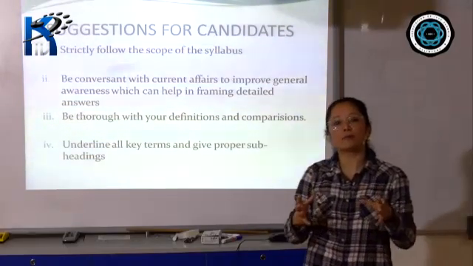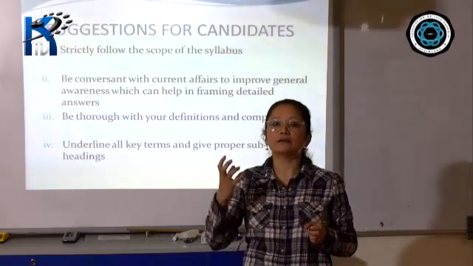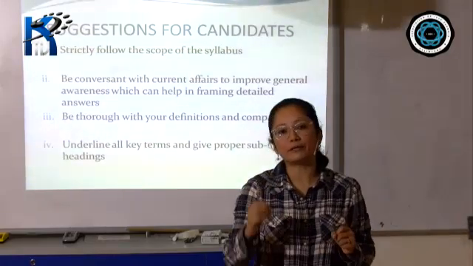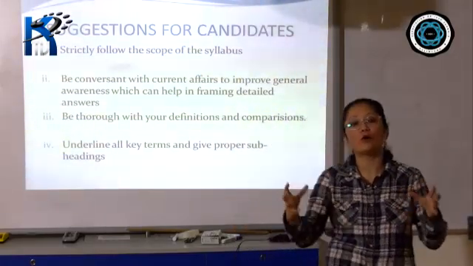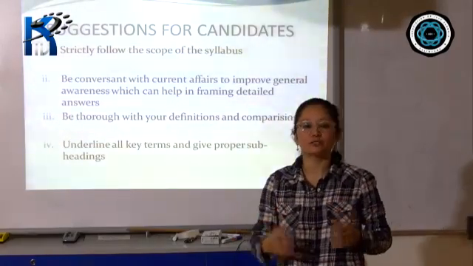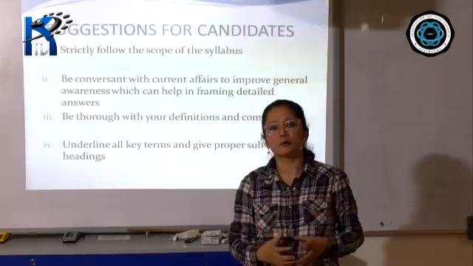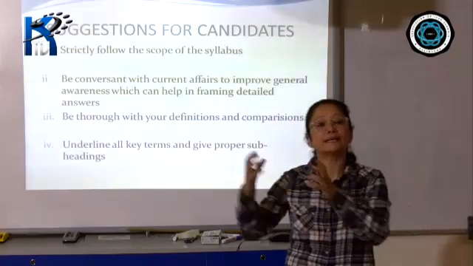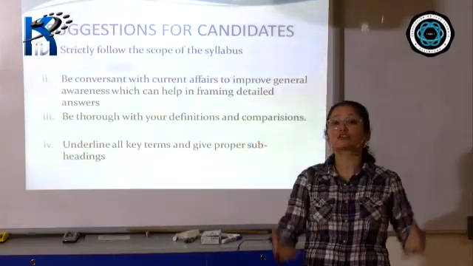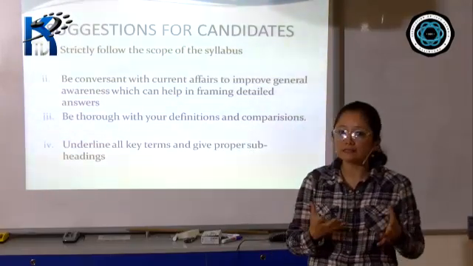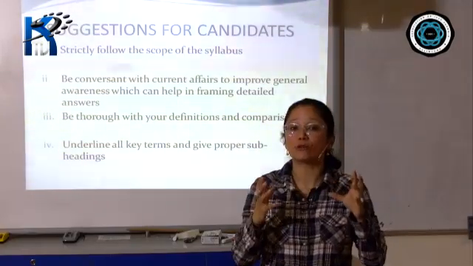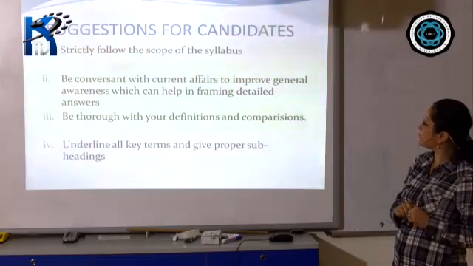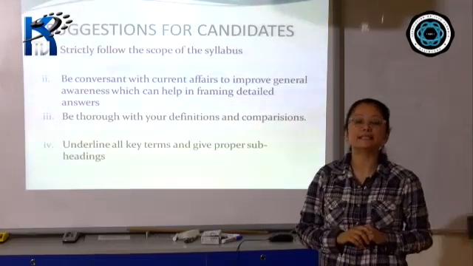Next, be conversant with current affairs, because I spoke about this subject being dynamic. There are some very new and interesting topics that the council has introduced. For example, when it comes to right to education, this is something that we all need to do. Or there are topics like gender issues, where you're discussing rape, dowry deaths and female infanticide, something that we hear day in and day out, that you see on television, watch on the internet, and read in the papers. So that general awareness is also required. Be conversant with current affairs and improve your general awareness, which helps in framing detailed answers.